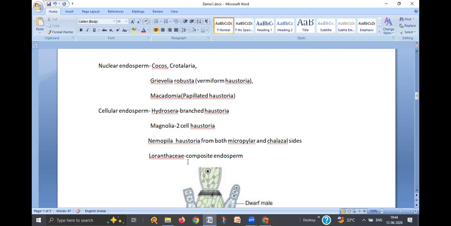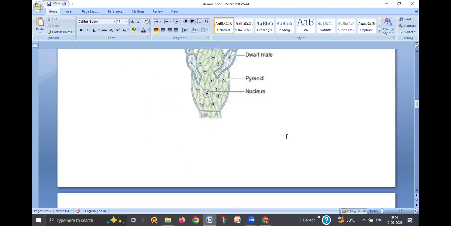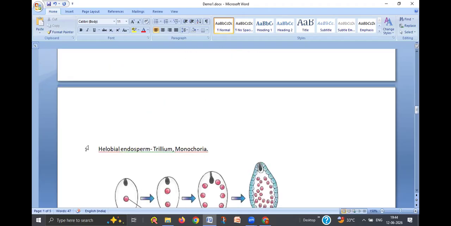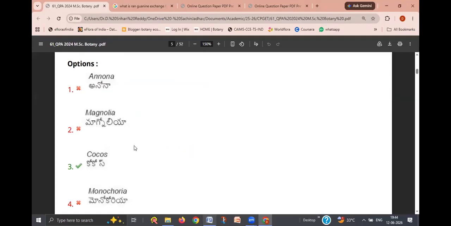And in the Loranthaceae family, composite endosperms are formed. So all these are the examples for nuclear endosperm and cellular endosperm. And helobial endosperm is found in Trillium and Monochoria. So here the question is Monochoria, an example for helobial. Magnolia is an example for the cellular endosperm. Annona is an example for the ruminate.